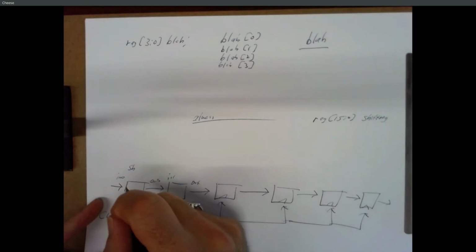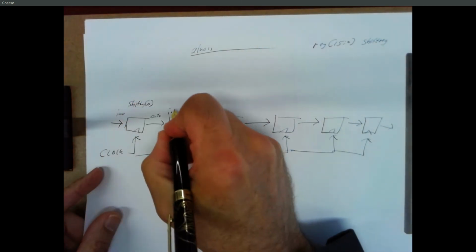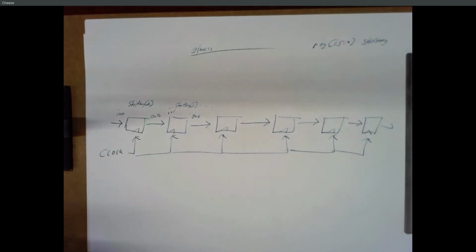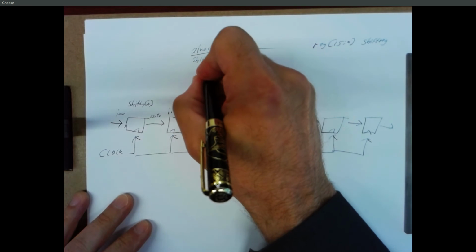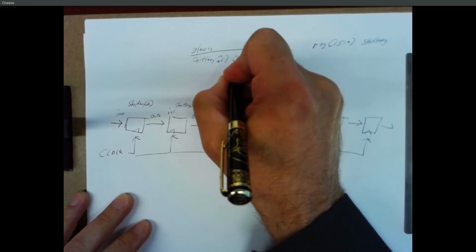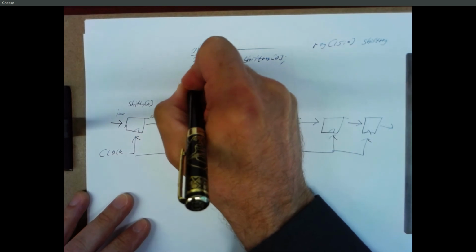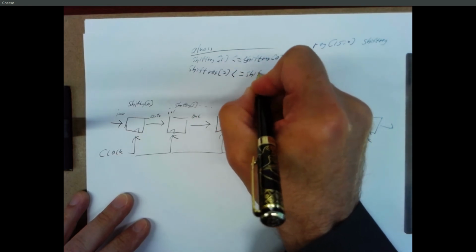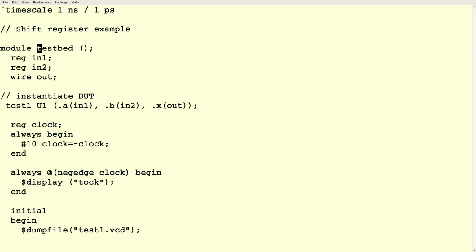So if we think of this as shift reg bracket 0, shift reg bracket 1, and so on, then how do we perform the shifting operation? At the positive edge of the clock, we want to do the following. We want to take element 1 and assign that from element 0. And we want to take element 2 and assign that from element 1. And so on. So let me do that more cleanly in code.